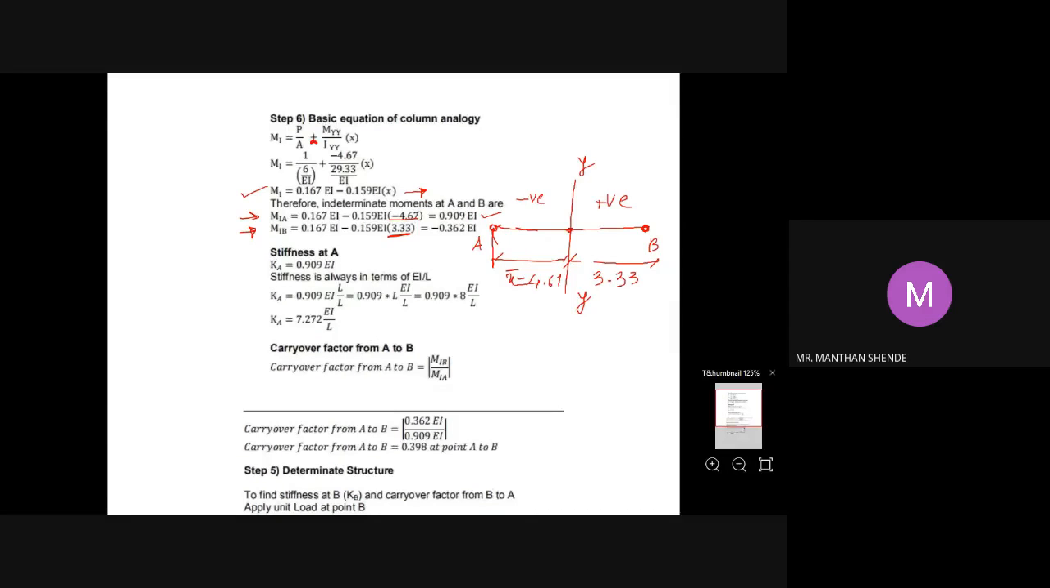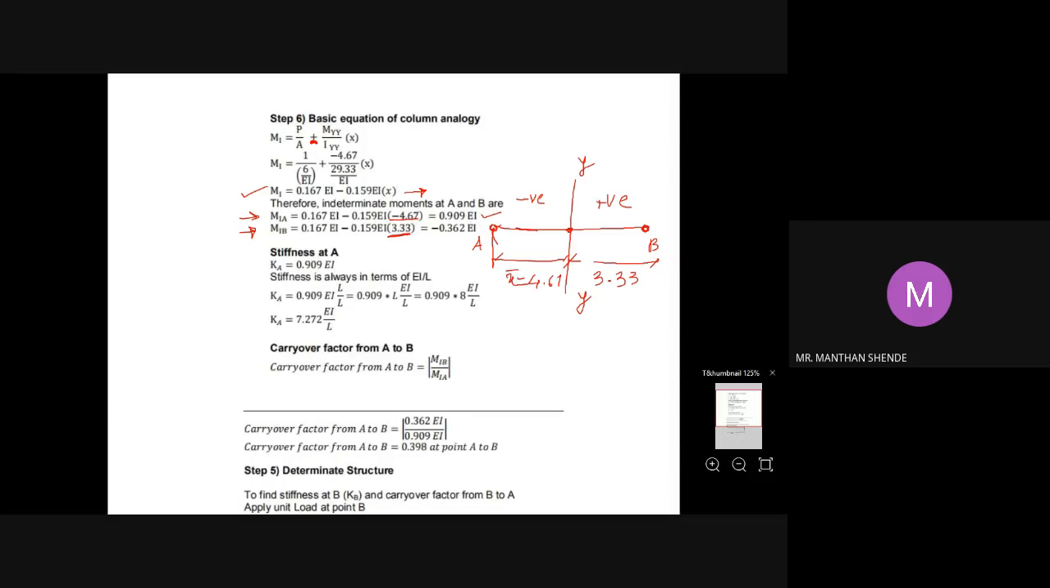So by putting the value of X in this equation, you will get MIA and MIB. After using the basic equation of column analogy, you find out the indeterminate moment at A and the indeterminate moment at B. You'll get this value.